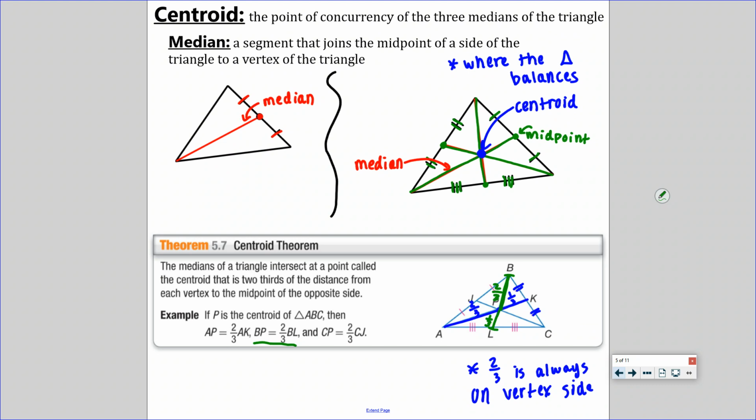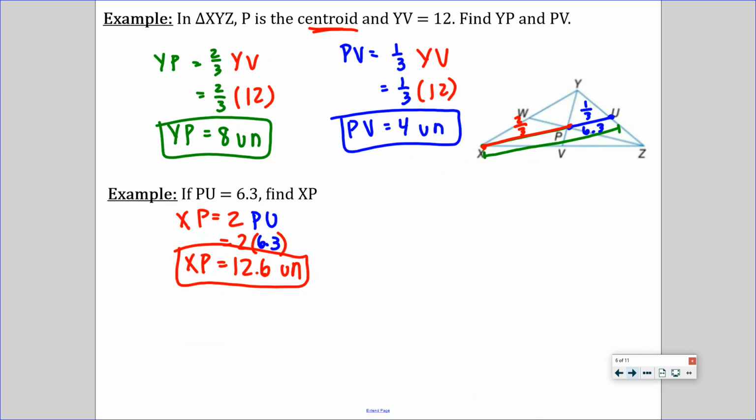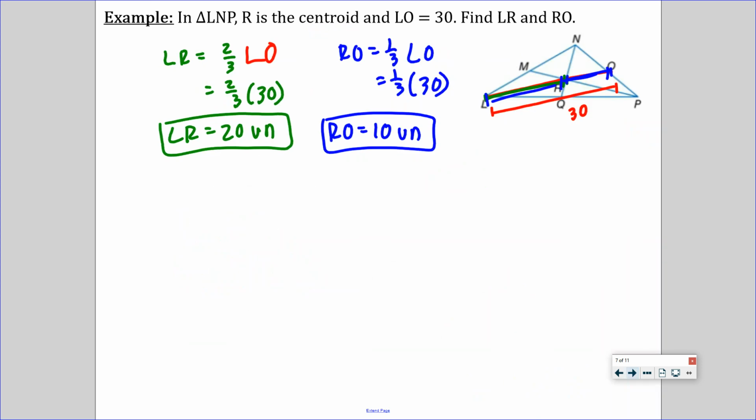And a special characteristic of the centroid is that if I take the distance from the centroid to the vertex side, it's always 2/3 the length of that median. Whatever one's on the vertex side. And then on the other side, it's always 1/3 the total distance of the median. So we did a couple example problems like that, and that's where we left off.